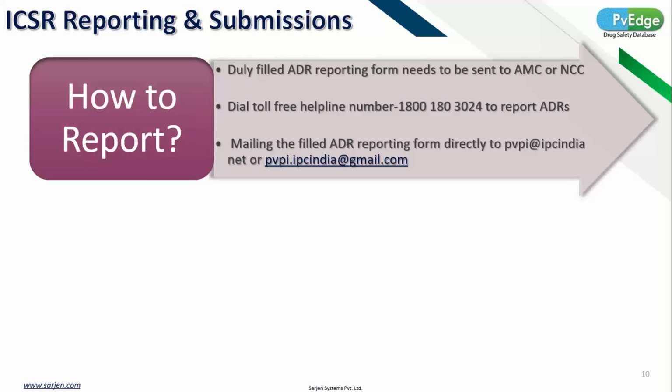So patients or physicians or pharmacists, or any spontaneous reporting, could be done via a toll-free helpline number. This is the actual number which is currently active for the AMC centers: 1800-180-3024. So the AMC call centers can attend your calls for safety reporting via this number. You can report your corresponding ADRs for the specific product to the AMCs, the ADR Monitoring Centers.